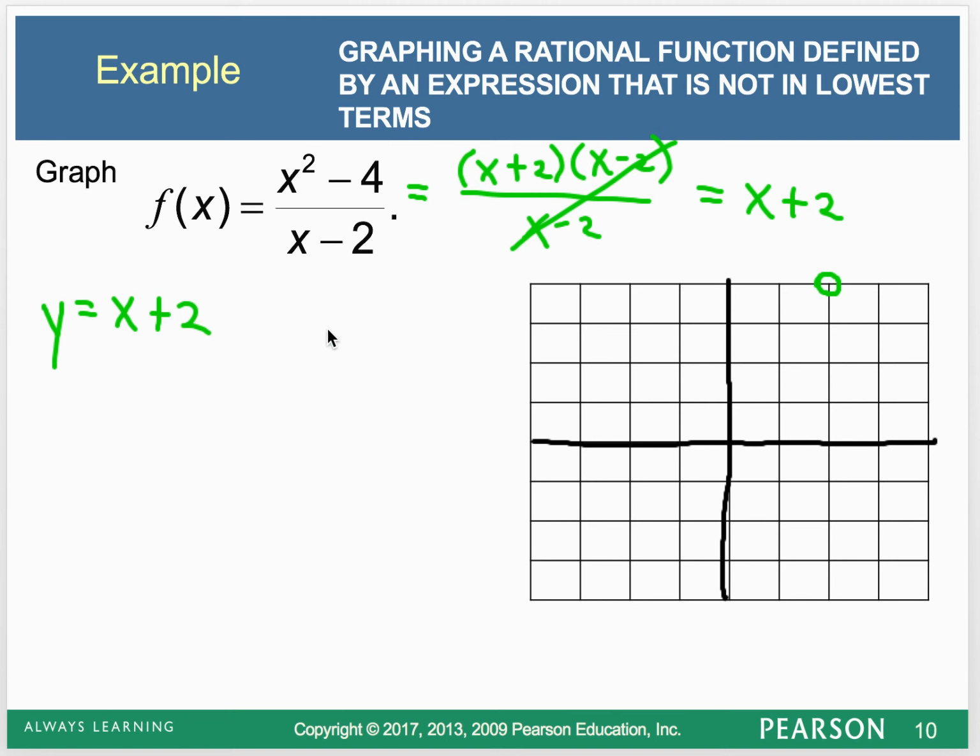So now if I wanted to plot this, again, my y-intercept is 2, my slope is 1. So I've got points like this. I just got to remember to put that hole in my graph. So don't forget to see if it'll simplify first.